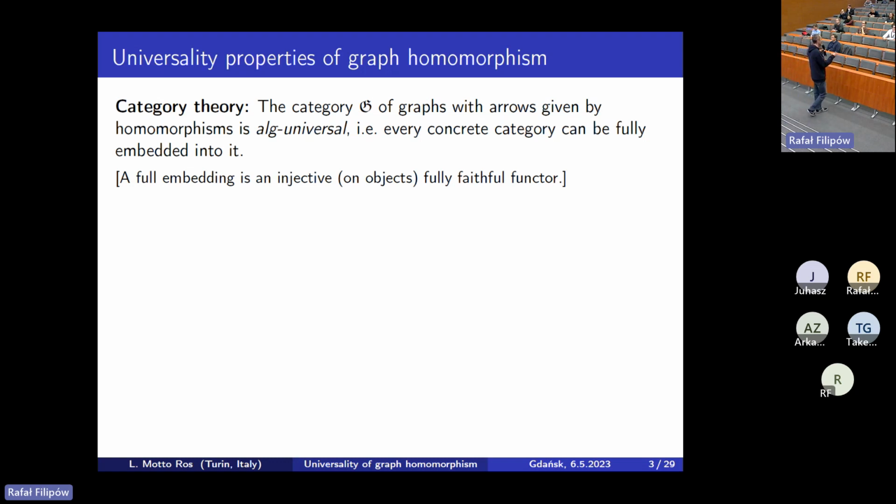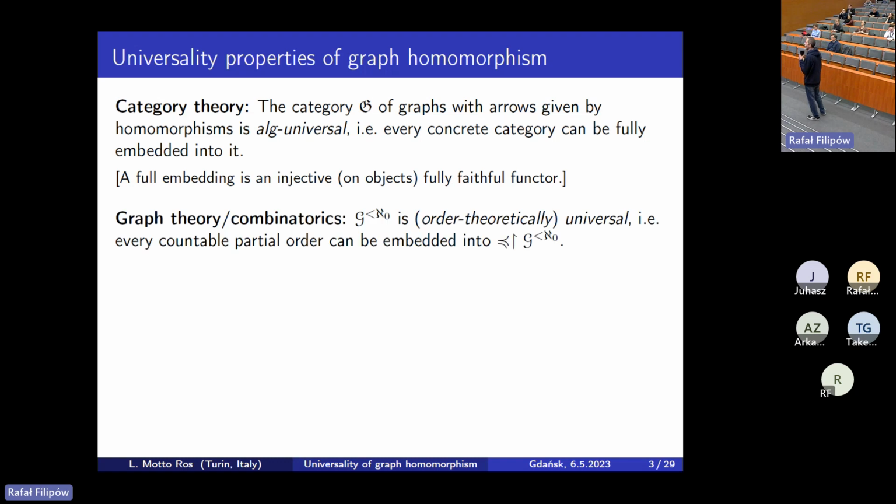And fully embedded is not just a functor, it's much more than a functor. It's a functor which is fully faithful and also injective on objects. So it really means that inside the category of graphs, you find a faithful copy of your original category in all possible senses, in the strongest possible way, okay?